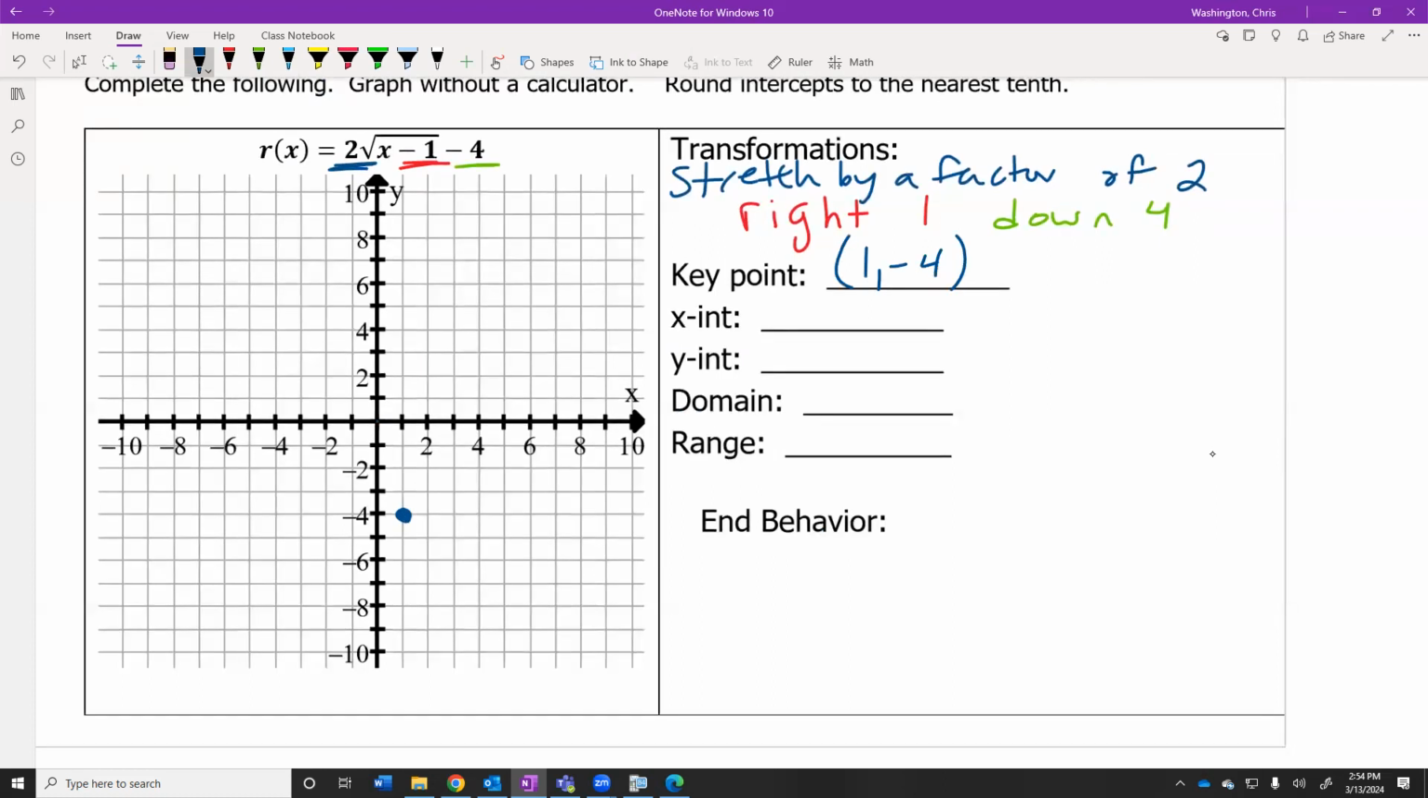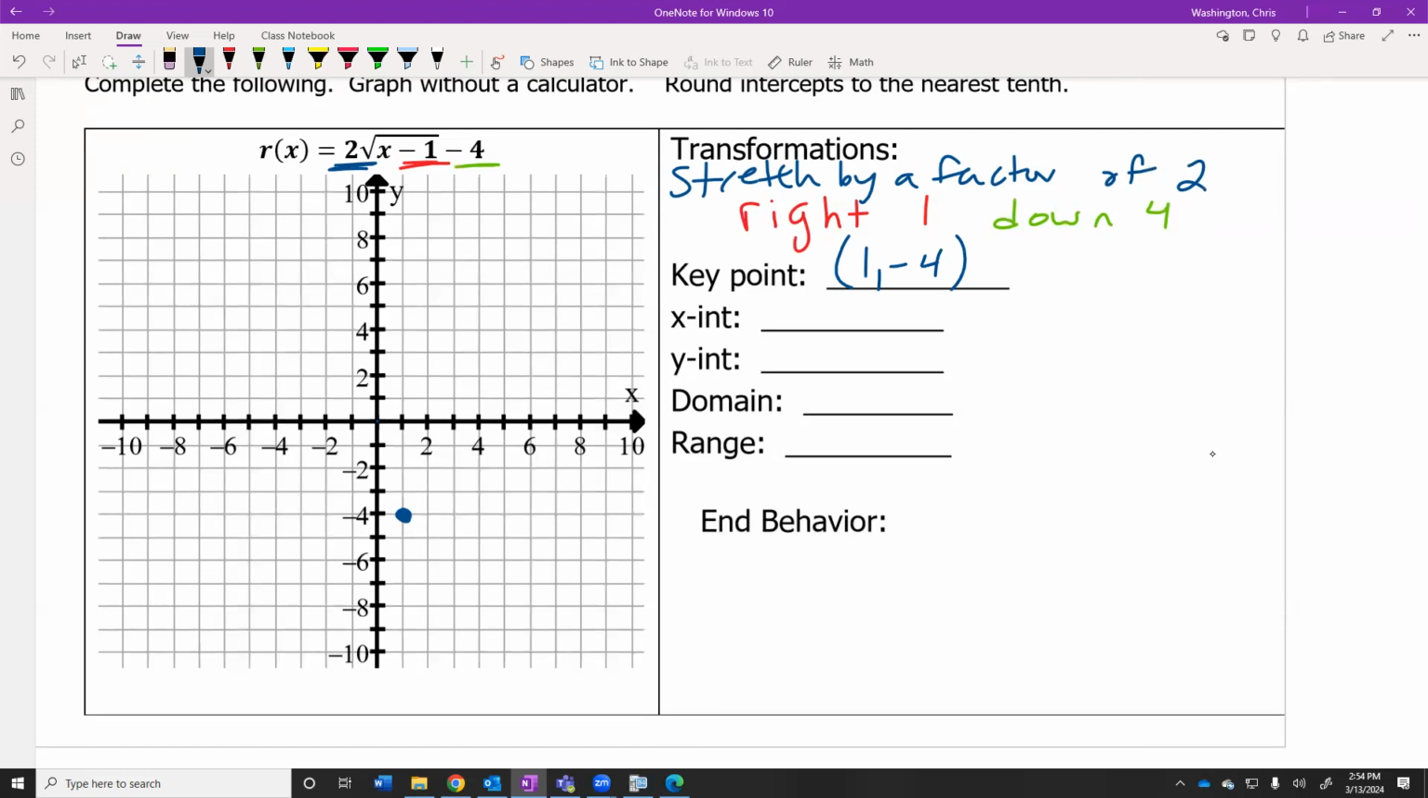What are we going to use that key point for? The domain, the range, the end behavior. It's going to show up for all of those. You got that by going right 1, down 4 from the origin. That is correct. And we got right 1, down 4 from the equation.